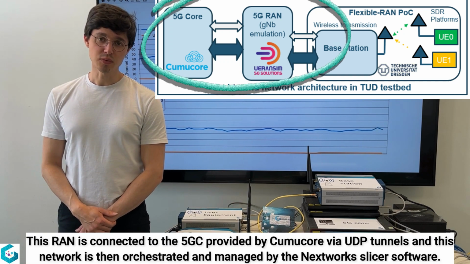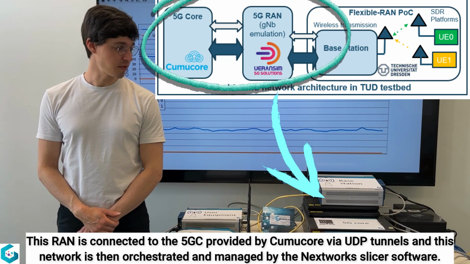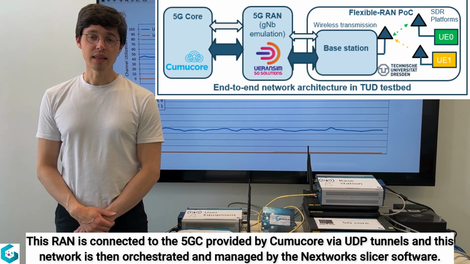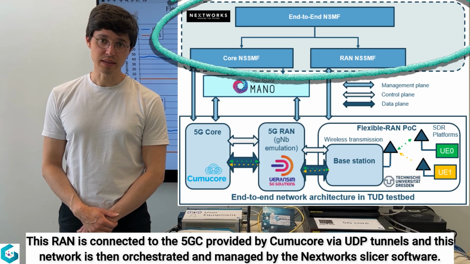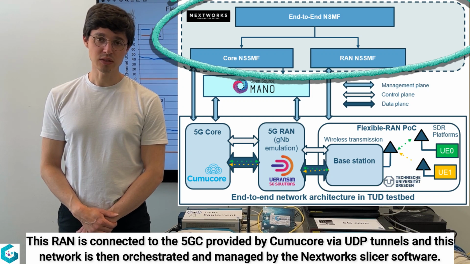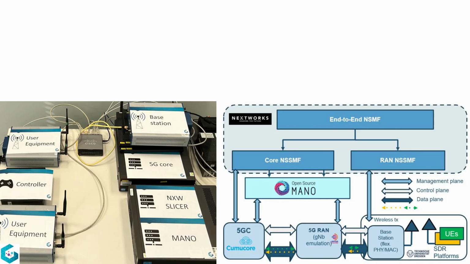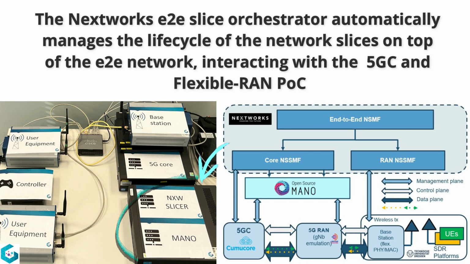This radio access network is connected to the 5G core provided by Cumucore via UDP tunnels, and this network is then orchestrated and managed by the Nextworks slicer software. The Nextworks end-to-end slice orchestrator automatically manages the lifecycle of the network slices on top of the end-to-end network, interacting with the 5G core and flexible RAN proof of concept.